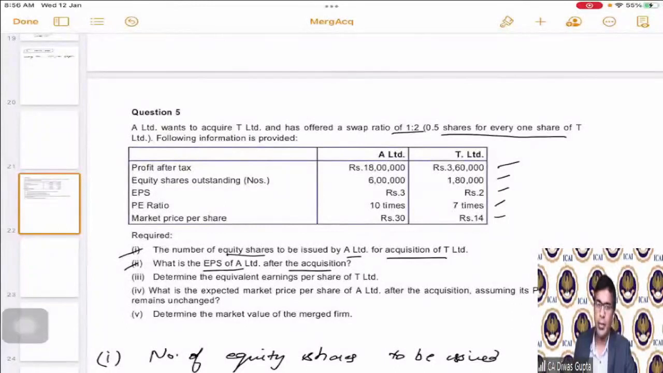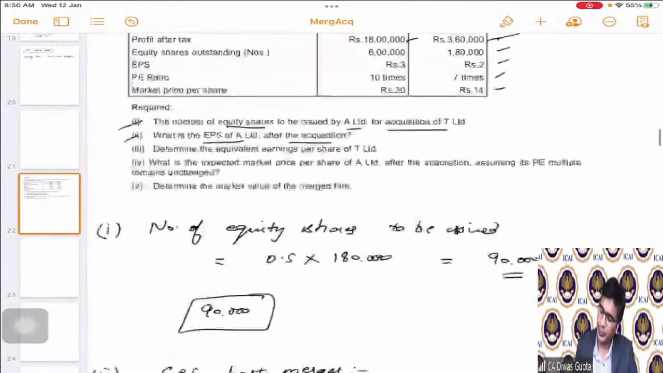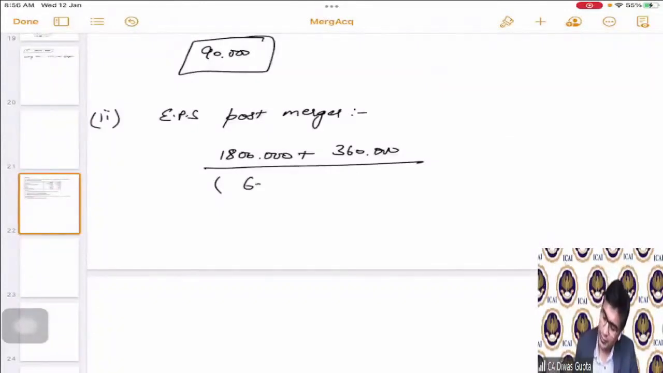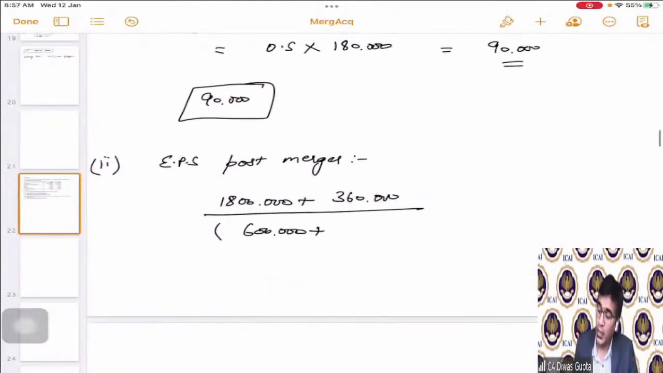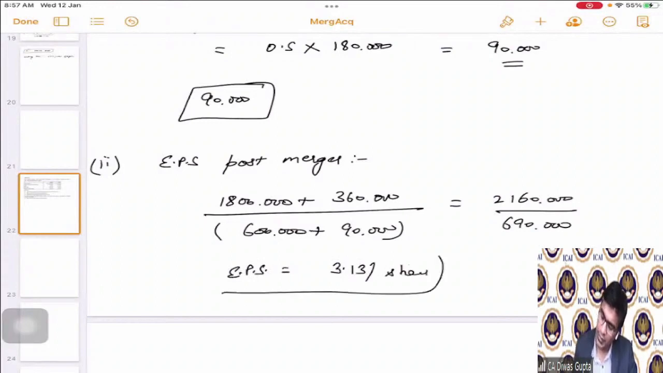So what are the different profits that both of them earn? 18 lakh and 3,60,000. So 18 lakh plus 3,60,000, this whole divided by what is the current equity shares outstanding? 6 lakhs. And what are the new equity shares being issued is 90,000, as per step 1 above, correct? So this will be 21,60,000 whole divided by 6,90,000. Hence the EPS is equal to 3.13 per share. This is the EPS post merger, correct?